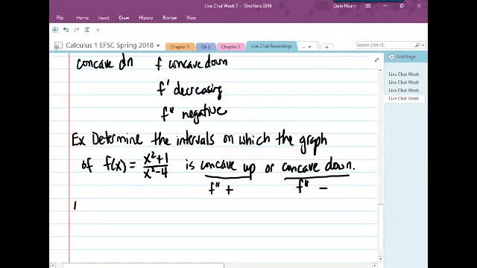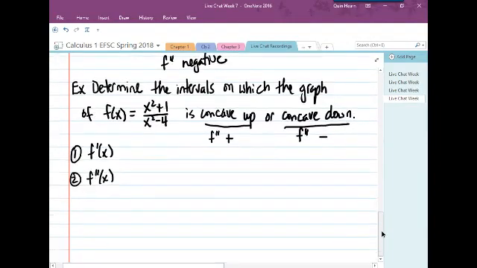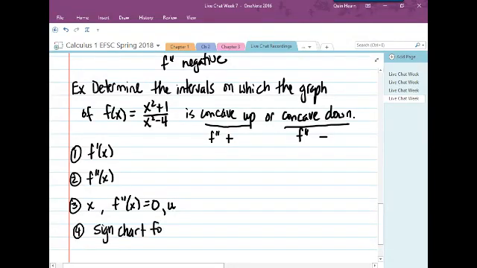So the first thing you're going to need to do is find f prime of x, use that to find f double prime of x. Then you're going to have to find any values of x such that the second derivative is either equal to 0 or undefined. And then you're going to make a sign chart for f double prime and use that sign chart to identify intervals and answer the question.